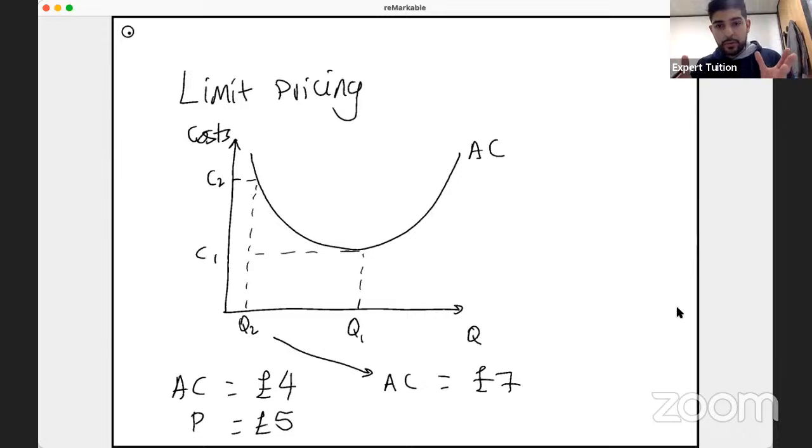Does it therefore make sense for them to offer a price of £5? Can they offer a price of £5? Not really, especially because it's a new firm. They would have to shut down, right? Why are Tesco doing this? Why are Tesco offering such a low price?